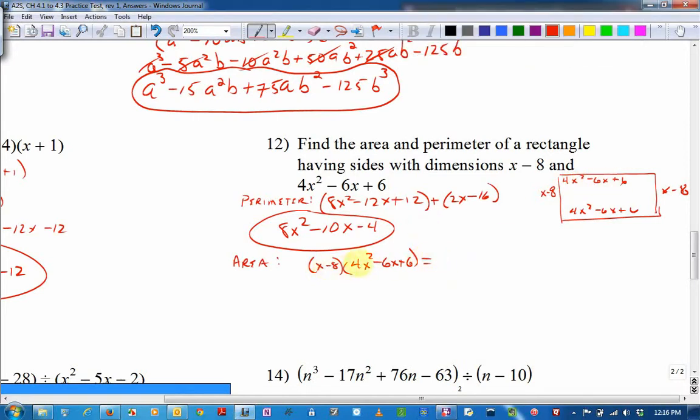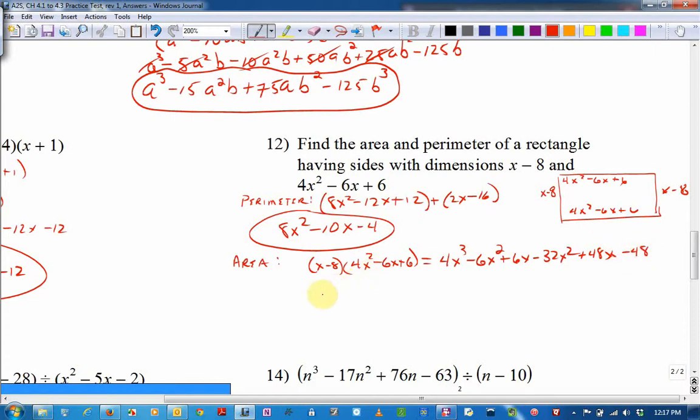So x times 4x squared, that would be 4x cubed, minus 6x squared. X times the 6 would be plus 6x. Now the negative 8 times 4x squared would be minus 32x squared. Negative 8 times a minus 6x would be plus 48x. And a negative 8 times 6 would be minus 48.